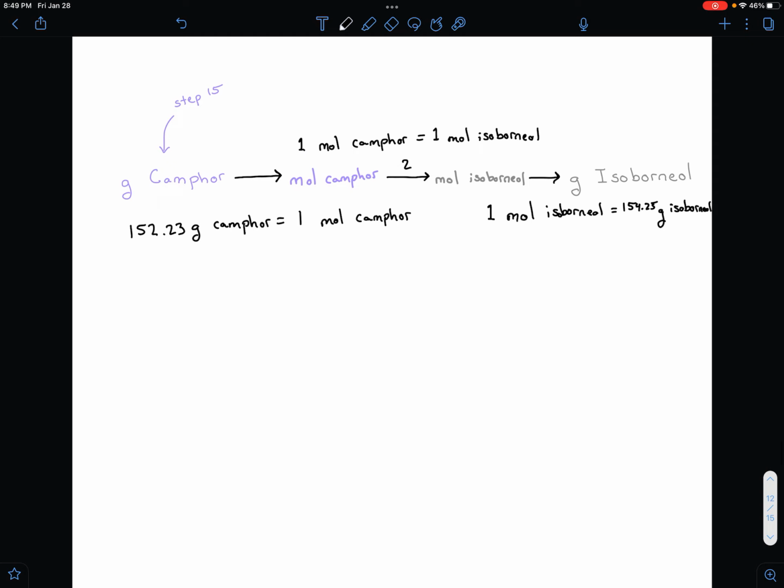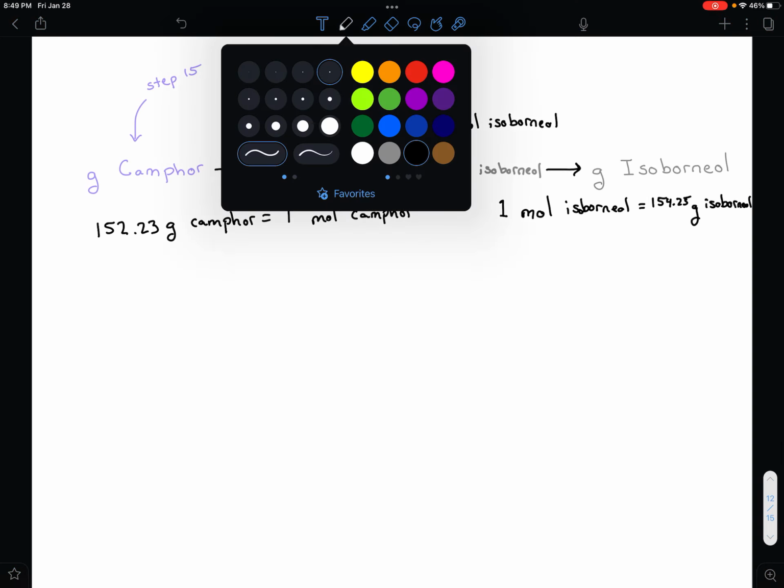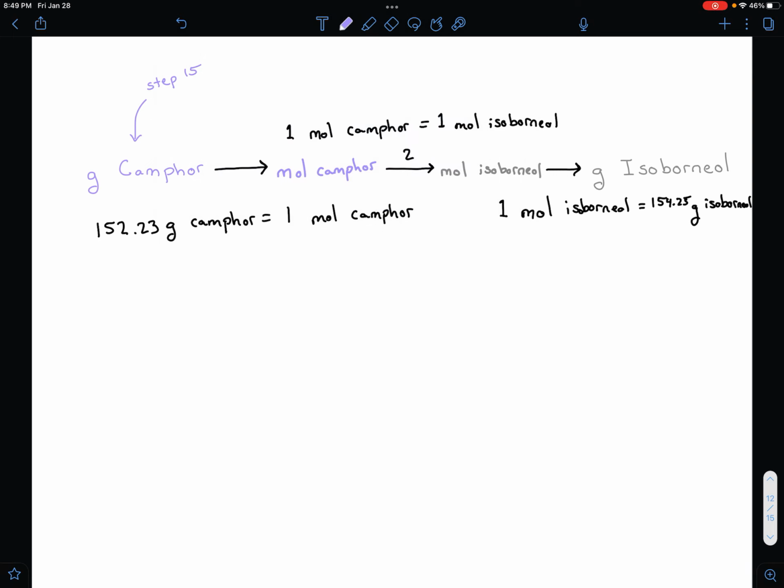Okay, this was the hard part, coming up with all of those conversion factors. Once you have the conversion factors, it's just a matter of plugging the numbers in. So let's start with the grams of camphor that you measured out in your experiment in step 15, and that you took a picture of. So you'll start with that number of grams of camphor. I'm just going to write X here. That will be different for every group.